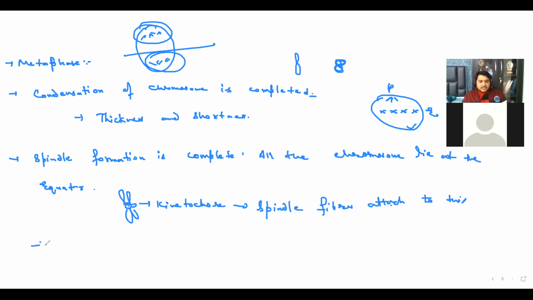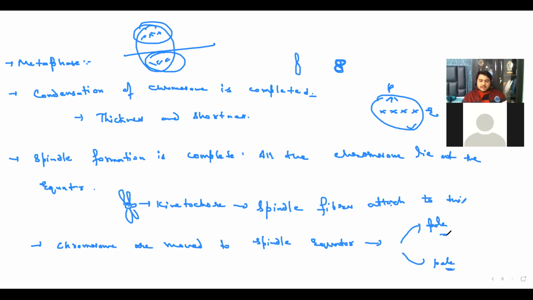So finally, can we say that chromosomes are attached to the kinetochore, the spindle fiber is attached to the kinetochore, and the chromosomes are moved to the spindle equator? With the help of the spindle they are aligned at the equator. Fine. So this is the metaphase.